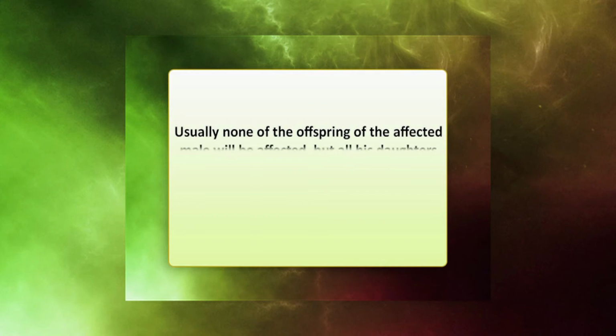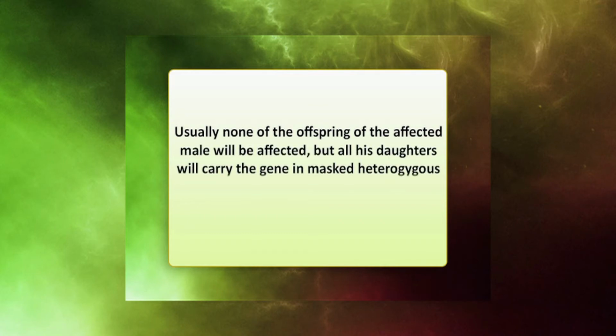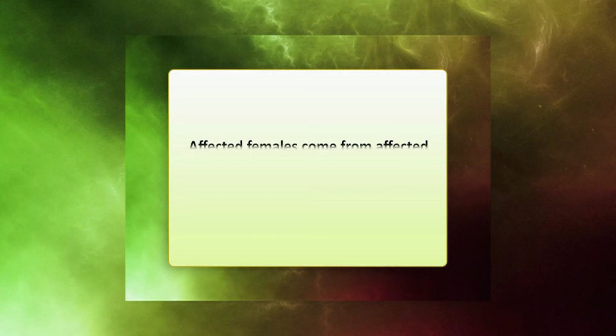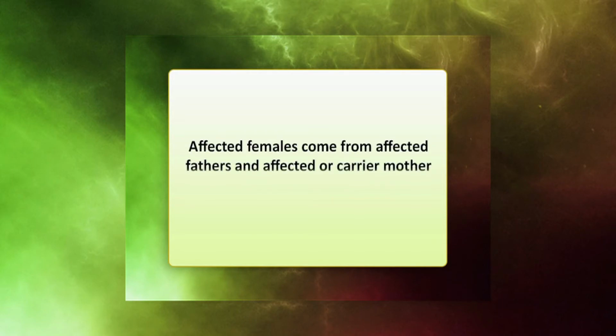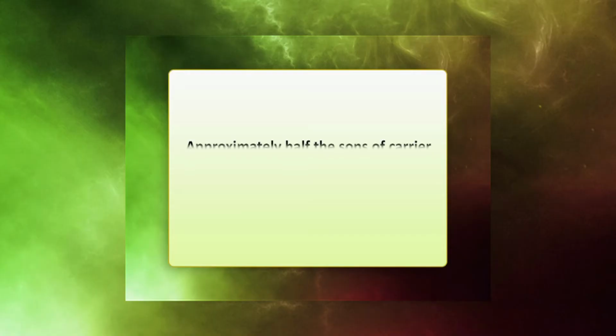Usually, none of the offspring of the affected male will be affected, but all his daughters will carry the gene in masked heterozygous condition. None of the sons of an affected male will be affected. Affected males result from mothers who are affected or who are known to be carriers, that is heterozygotes. Affected females come from affected fathers and affected or carrier mothers. The sons of affected females should be affected. Approximately half the sons of a carrier mother should be affected.